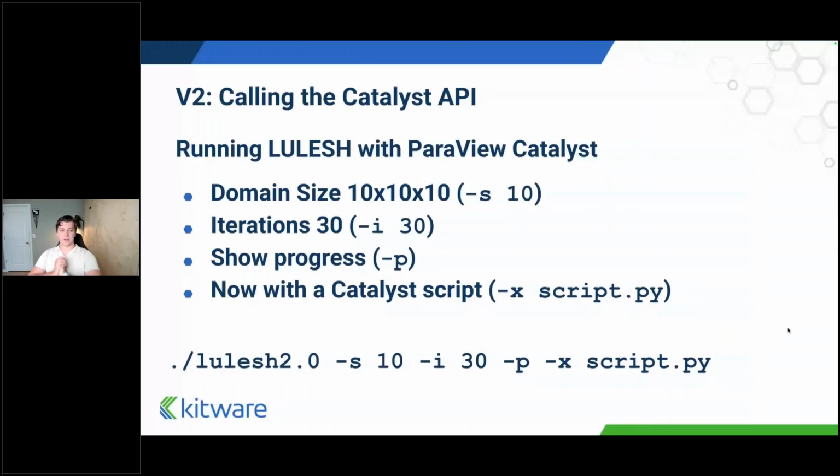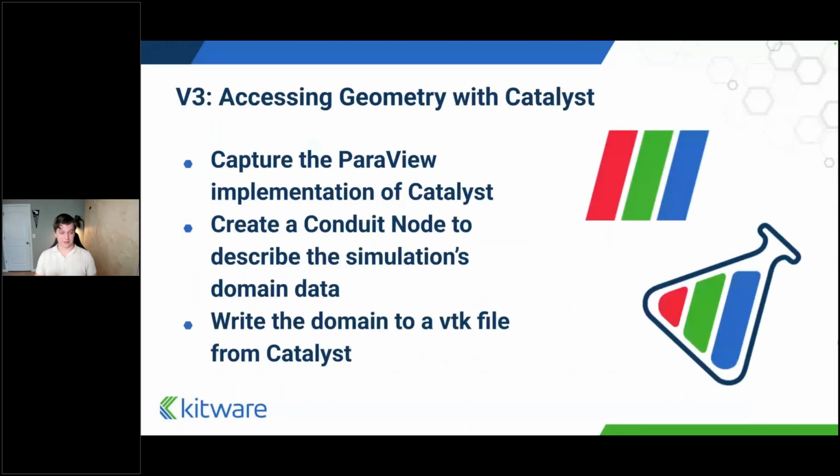All right, Catalyst 3, version 3, accessing geometry with Catalyst. Now we're going to be implementing our Catalyst execute code. Here we're going to need to capture ParaView, the ParaView implementation of Catalyst. As I said, the version of Catalyst that we compiled our code against is a stub library that doesn't provide any backend implementation that does anything very meaningful, but ParaView provides a backend for Catalyst that provides access to all of the power and flexibility of ParaView.